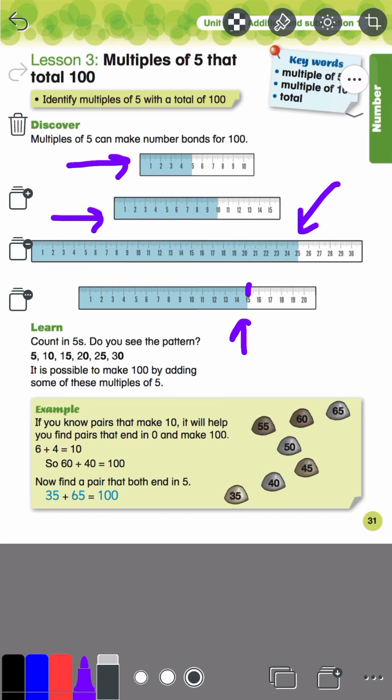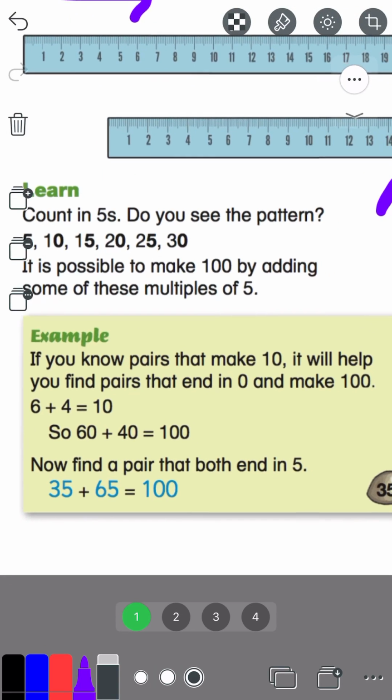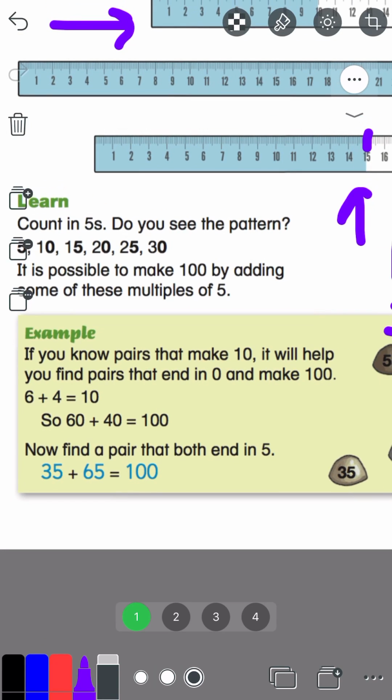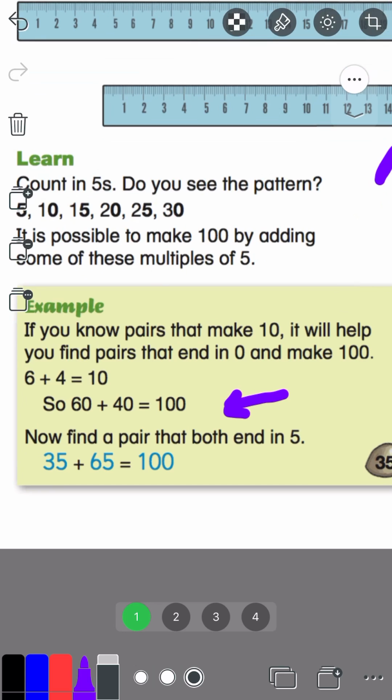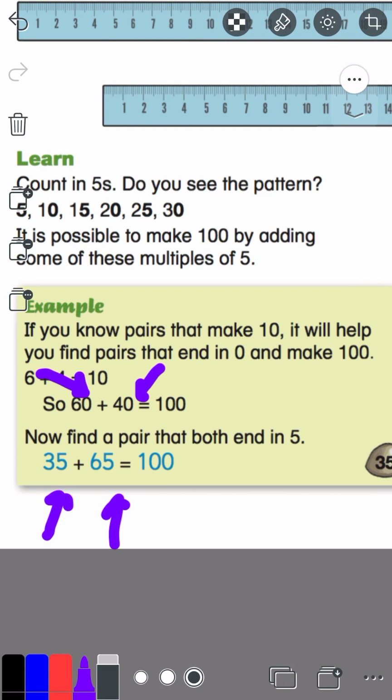It's possible to make 100 by adding some of these multiples of 5, as we have just learned. 10 plus 90 equals 100, and those are multiples of 5. If you know pairs that make 10, it will help you find pairs that end in 0 and make 100. So 6 plus 4 equals 10, which makes 60 plus 40 equals 100. Now find a pair that both end in 5. Take away 5 from 40 and give it to 60. That equals 65 plus 35, which equals 100. So 60 and 40, and 35 and 65 are all multiples of 5.